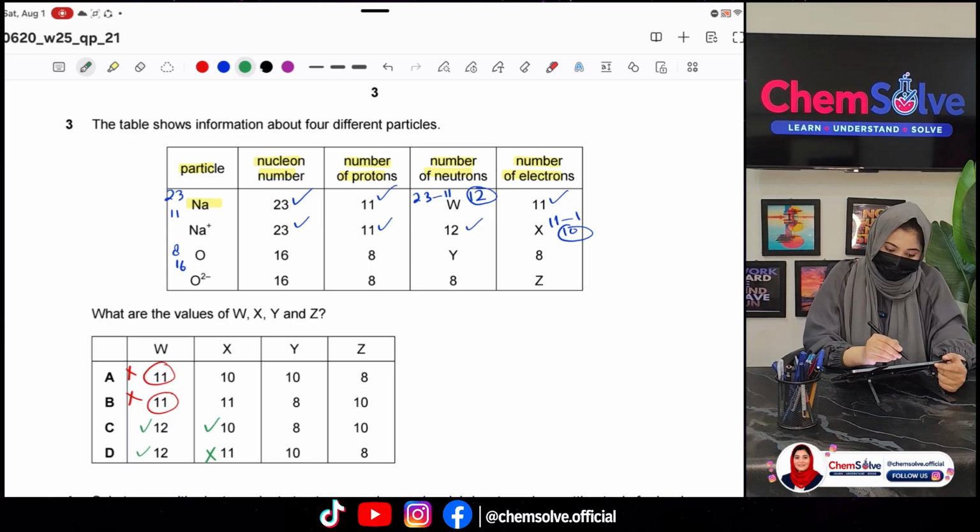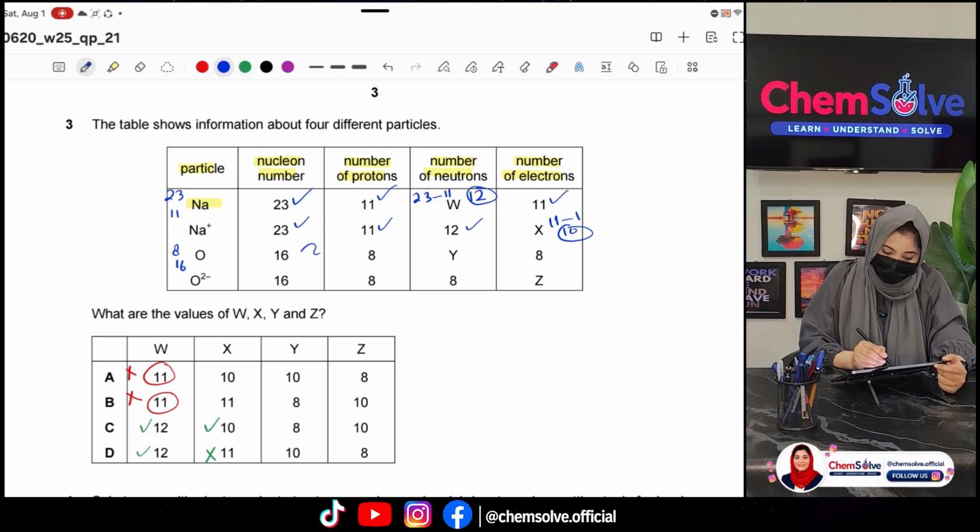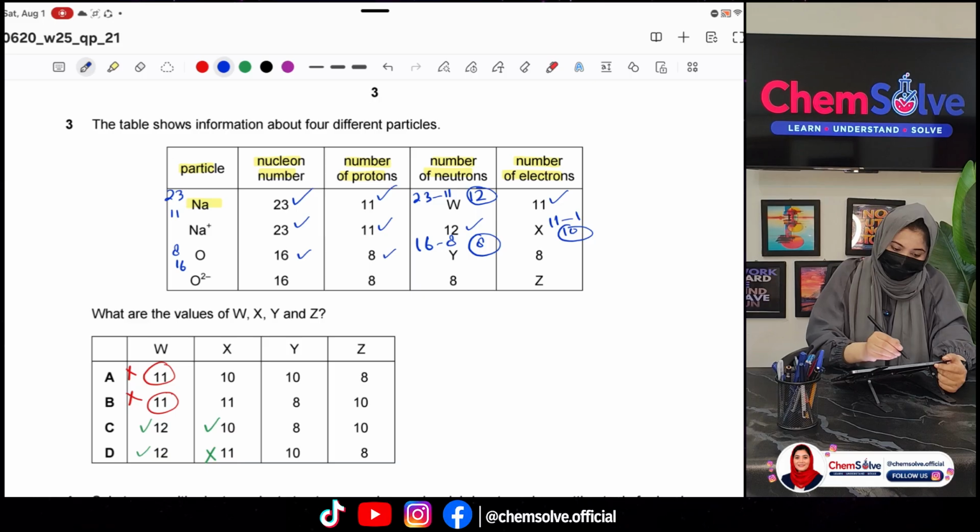Oxygen. Okay, this is 16, proton number is 8, neutron number is 16 minus 8. It would be 8 here. So it is 8 and it says 10, so it is wrong. Now the last one.